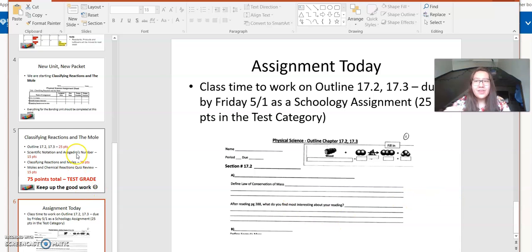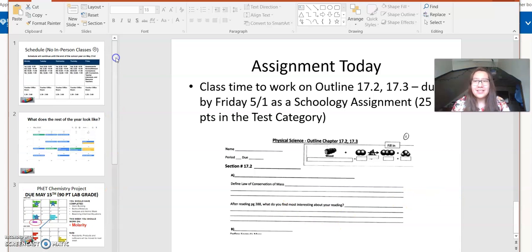Other than that, that's all I got for you today. We went over the rest of the year, we went over the PhET chemistry project, what you are supposed to be doing today, and it's exciting to be starting the last unit of the year.